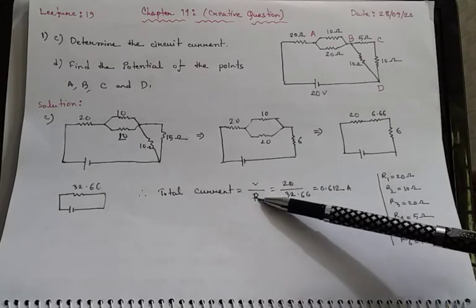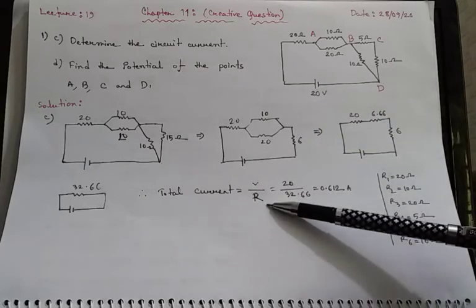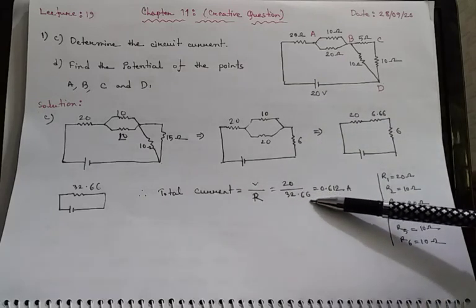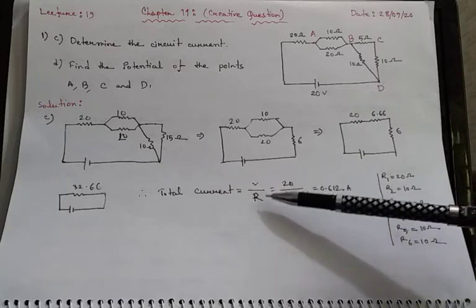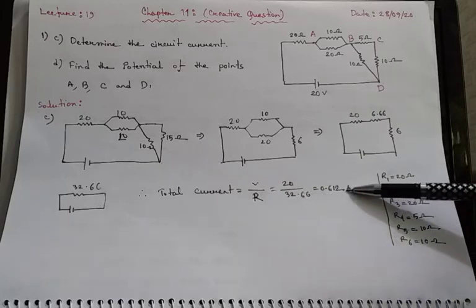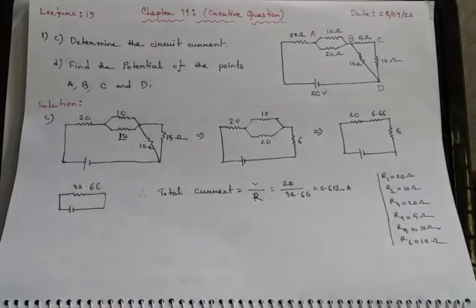So here total voltage was 20 volt and total equivalent resistance is 32.66 ohm, and then total current of this circuit will be 0.612 amps. So you have solved so many questions related to determining the total current. This one is not so tough for you. In this way you can determine the total current here, and we have got the value 0.612.